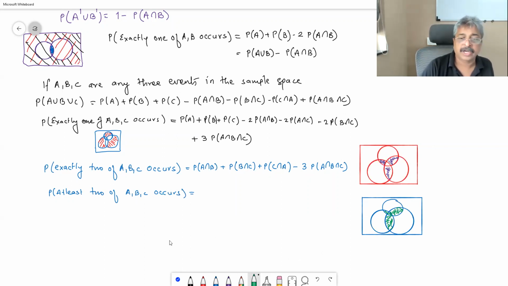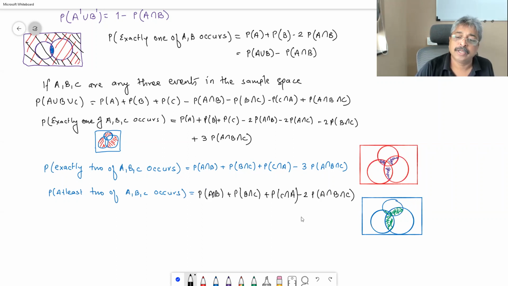So only difference between earlier and this is, instead of 3, it should be minus 2 P(A intersection B intersection C). P(A intersection B) plus P(B intersection C) plus P(C intersection A) minus 2 of this. This gives you the at least 1. And then if there are 4, if there are 5, you can extrapolate and write down your answer.